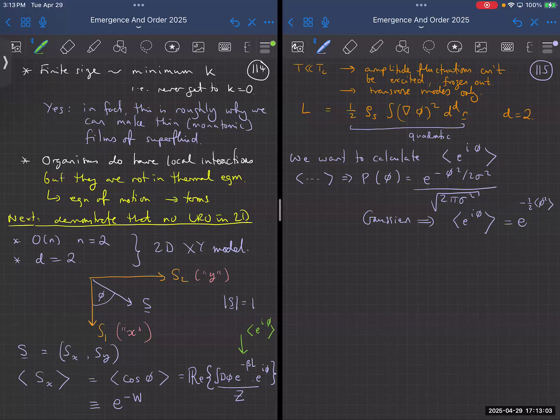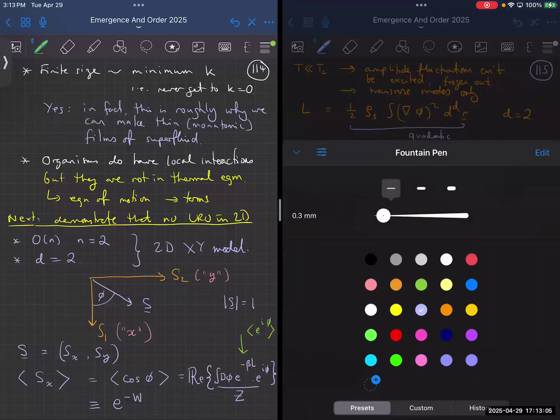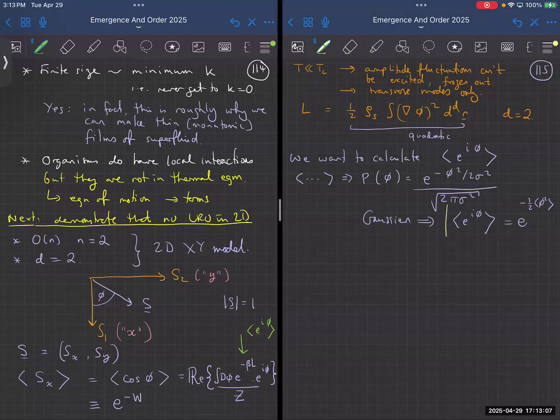Okay, so how many people have seen that result before? Oh, nobody. All right, no problem. So all you have to do is you can check this by doing this integral, e to the minus x squared, take its Fourier transform.